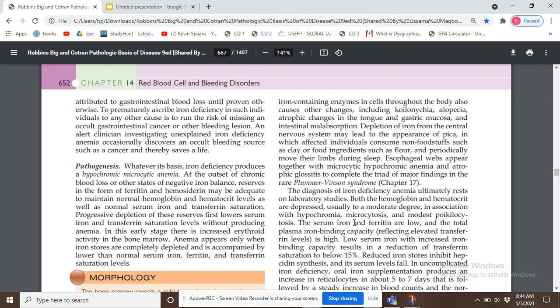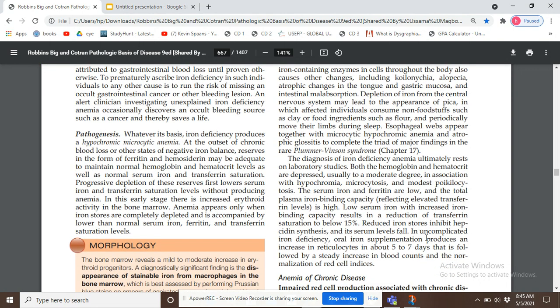You can also do the serum iron, which is also low in iron deficiency anemia. Serum transferrin is also reduced, and the total iron binding capacity is elevated. Low serum iron with increased iron binding capacity results in a reduction of transferrin saturation to below 15%. Reduced iron stores inhibit hepcidin synthesis, and its serum levels fall. In uncomplicated iron deficiency, oral iron supplementation produces an increase in reticulocytes in about 5 to 7 days, followed by a steady increase in blood counts and the normalization of red cell indices.